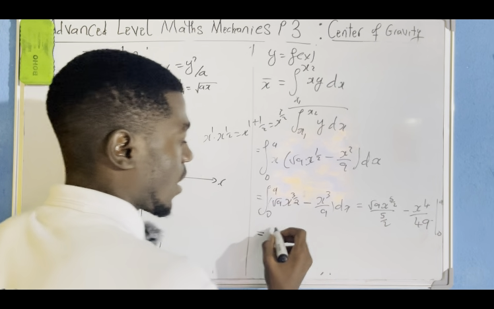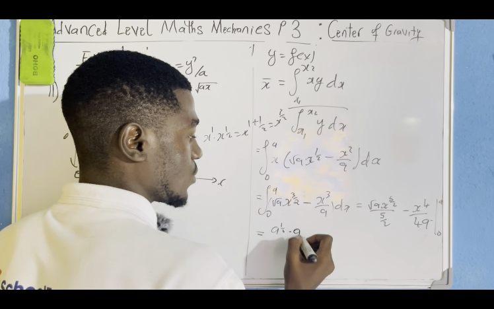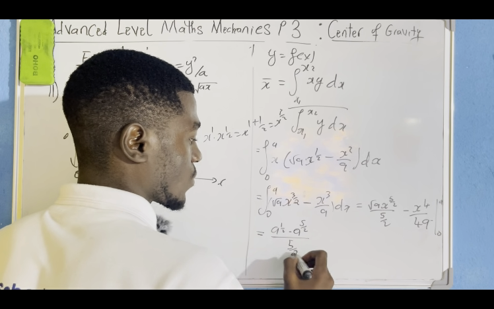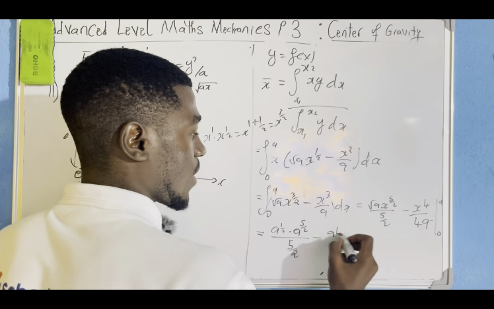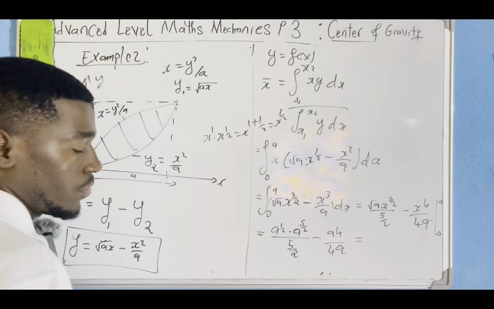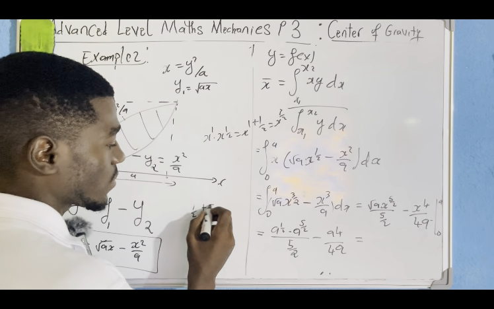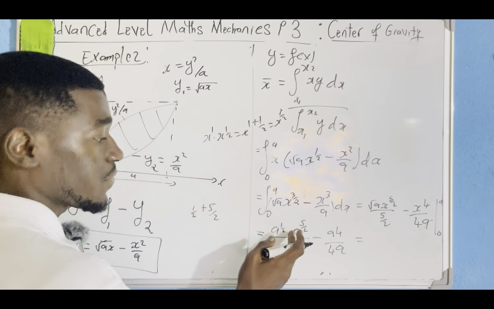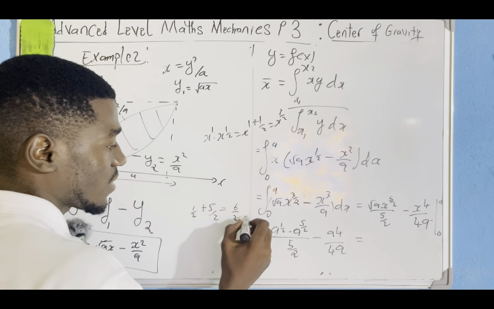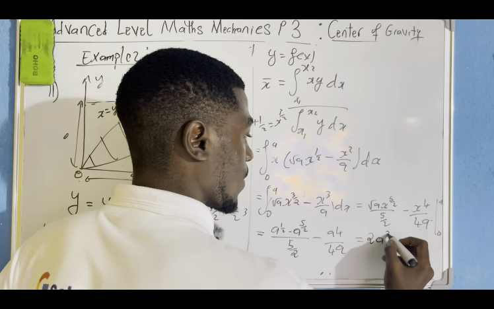When I replace now, I will have root a. Root a is the same as a to the power half times a to the power 5 over 2 divided by 5 over 2 minus a to the power 4 over 4a. The other one will give 0. No need to put it again. So the 2 will go up. Now a to the half plus 5 over 2, laws of indices, a to the power half times a to the power 5 over 2, I will add the powers. I will have 6 over 2. 6 over 2 is how many? 3. So I will simply have here 2a to the power 3 over 5.